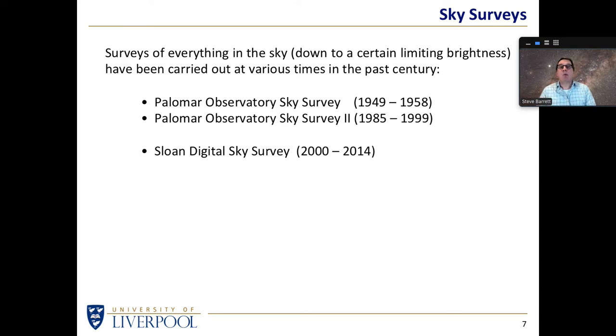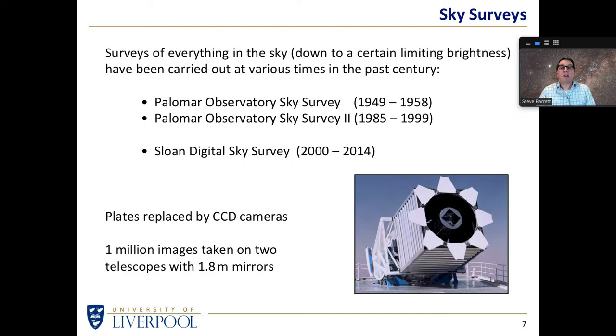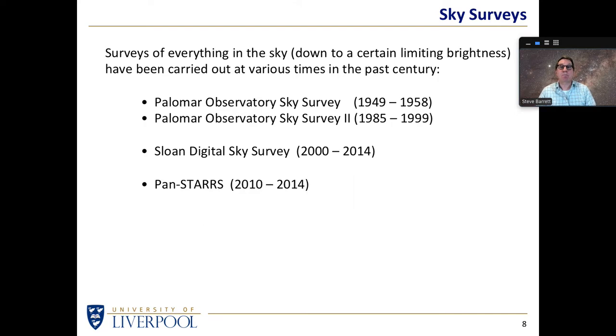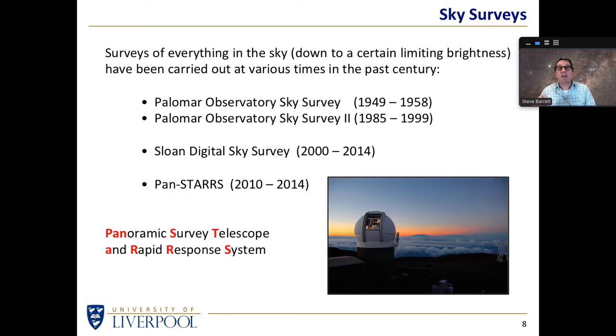In this millennium, things went digital with the Sloan Digital Sky Survey, taking again more than a decade or so, this time with 2-meter class telescopes and the photographic plates replaced with CCD cameras, and some 1 million images were taken. Overlapping in time with that was the Pan-STARRS survey. You can see it occurred in a few years that overlapped with the last years of the Sloan survey. Pan-STARRS is an acronym standing for Panoramic Survey Telescope and Rapid Response System. The idea being it would survey the sky and catch, for instance, asteroids and comets.